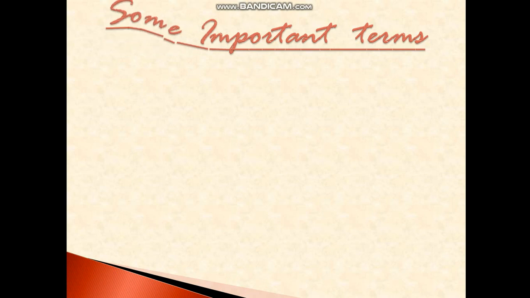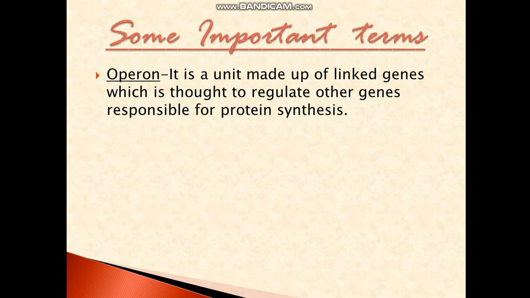The first term which we will be discussing will be operon. Operon is the operating system. It is the unit made up of linked genes which regulate other genes responsible for protein synthesis. Operon is a set of genes which are, you can say, the master, regulating other genes and telling them, okay, now you can synthesize protein, okay, now you need not synthesize protein and stop functioning. So that whole concept is operon. This whole concept of switching on and switching off comes under the operon model.